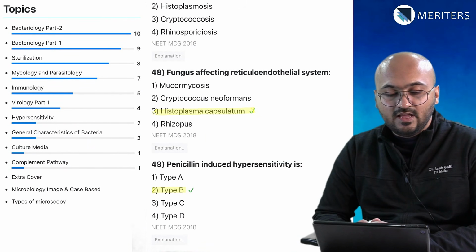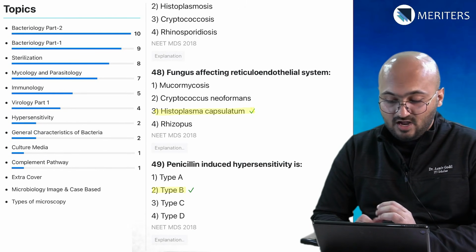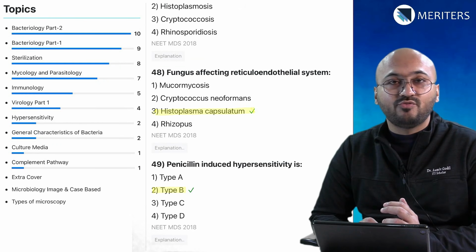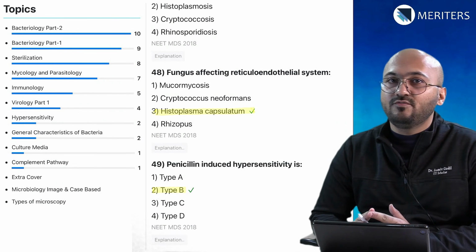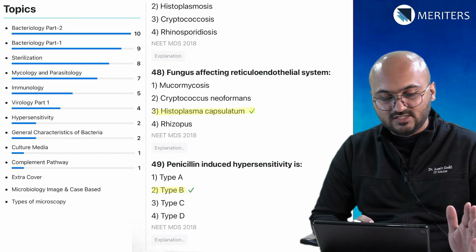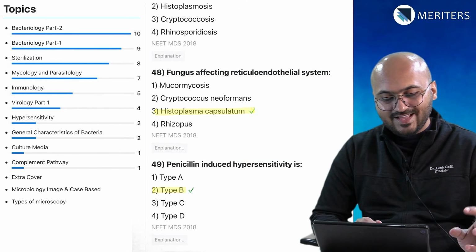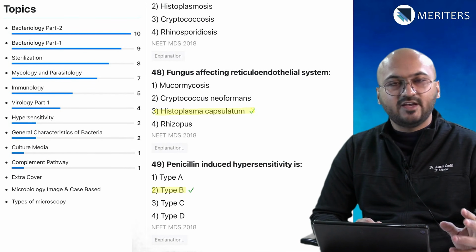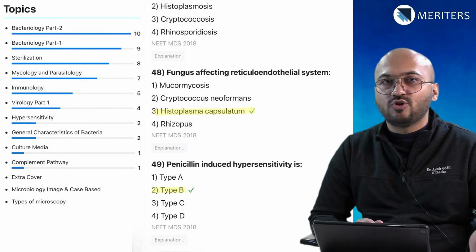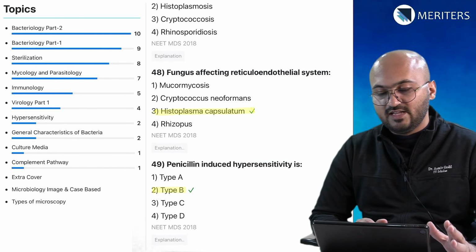As you can see, bacteriology has nearly 19 questions out of a total of 49. So that's a huge number. It's like one third of your microbiology questions will be from bacteriology, and your main focus should be on these questions, followed by sterilization and myco and parasito, and fewer towards culture media and complement pathway. But that doesn't mean that they are not important. So you must focus on all of these topics, but more so on bacteriology and sterilization.